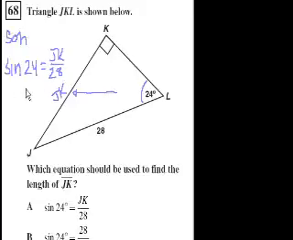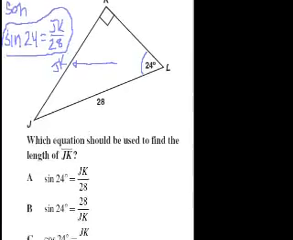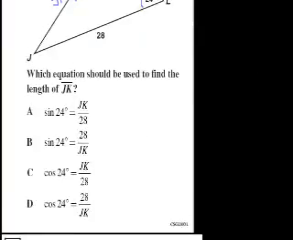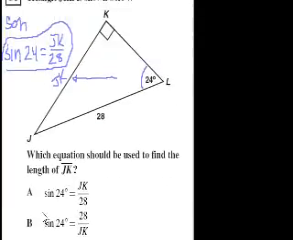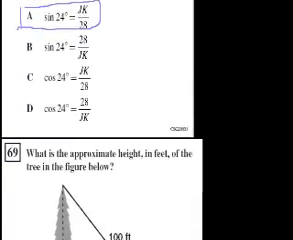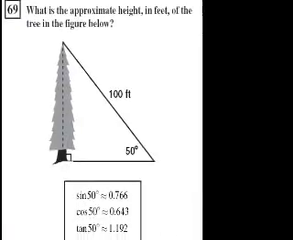And so maybe we're done, because it looks like that's how they wrote it. So sine of 24 degrees is equal to JK over 28. And that's choice A. Sine is equal to the opposite over the hypotenuse. Choice A.